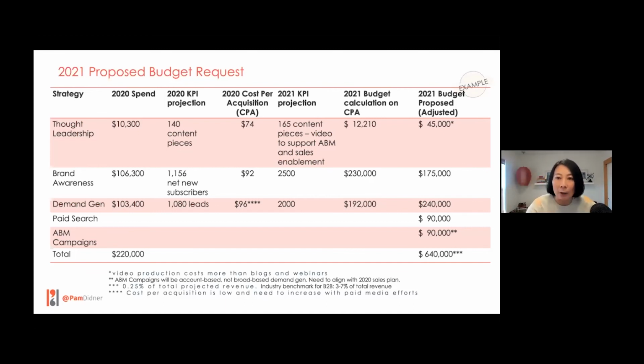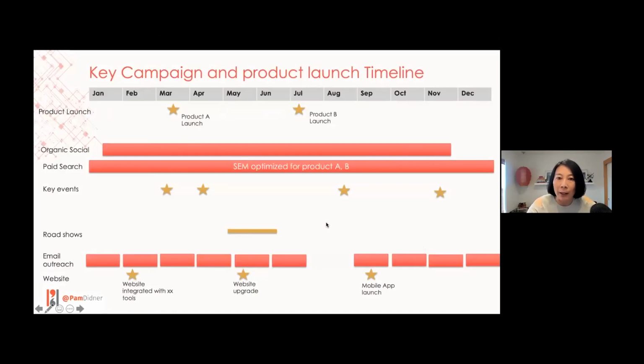And then I tell her to put all this $640,000 into a slide, right? So $640,000 is going to support your product launch. What would that be? It's going to be organic social, paid search, key events that we want to go to, or virtual events, if I want to do any roadshow. And we are going to have a monthly email outreach, and there is certain money that needs to be spent on website updates. All right, so she put $640,000 also in this format that her management can understand.